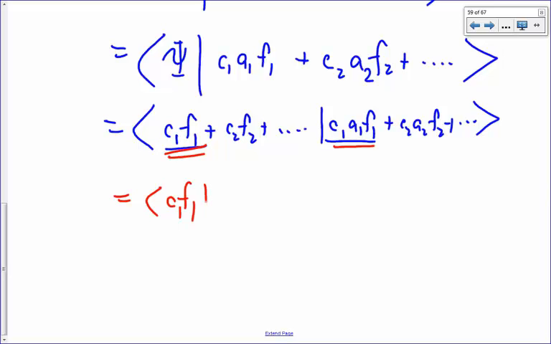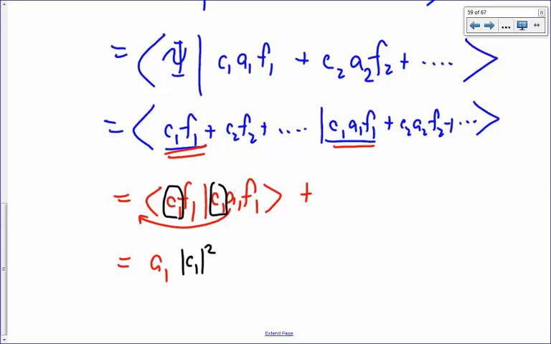C1 star F1 star, C1 A1 F1. What would that be? Okay, I can pull out my A1, right? And C1 squared. Remember, this C1 has a star, and that C1 has no star. So C1 star times C1 is the absolute value of C1 squared, and I can pull that out of my integral. And what do I have left? F1 star F1 d-tau, which is just going to be 1. It's the function.